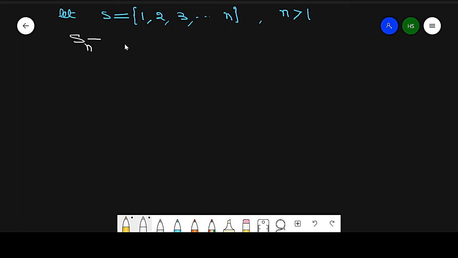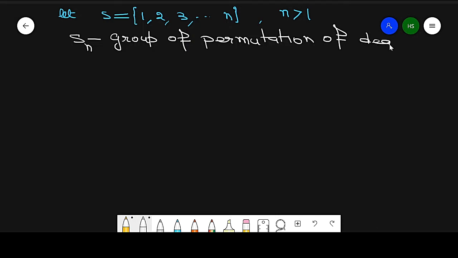And what is Sn? Sn is the symmetric group, the group of permutations of degree n. So what is the order of Sn? It is n factorial, because the order of S is n, the order of Sn is n factorial. Now to prove An, what is An?